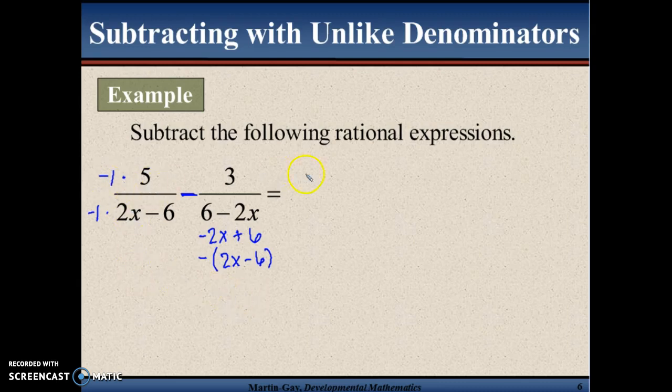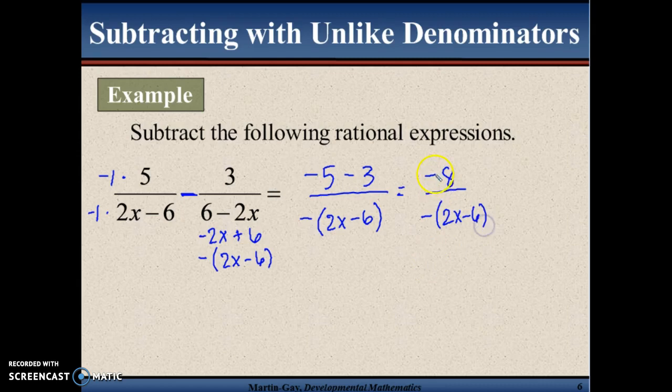And then negative 1 times 5 is negative 5. And then I have this minus a 3 over negative times 2x minus 6, or negative 1 times 2x minus 6. Negative 5 minus 3 is negative 8. All right, now I have a negative on top and bottom. I can go ahead and cancel those out.